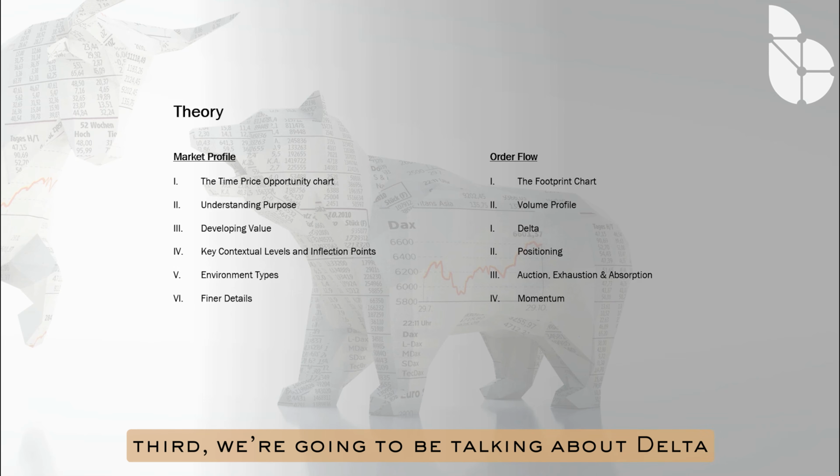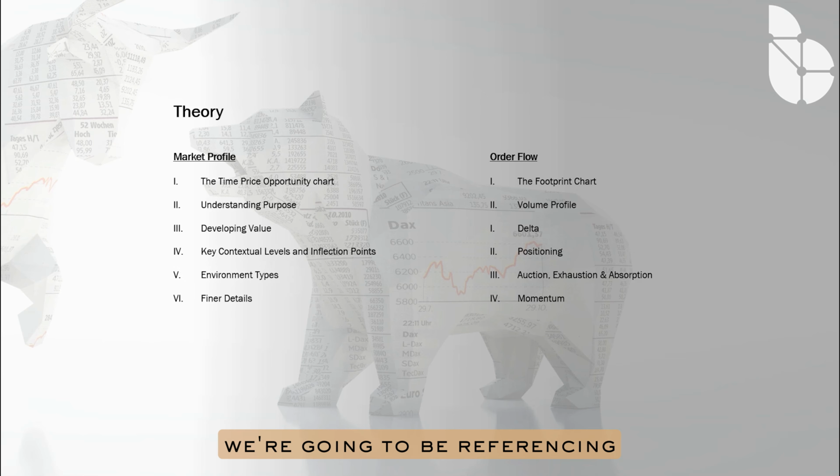Third, we're going to be talking about delta. This is something that we're going to be referencing quite frequently. So what delta is, what we're looking for. Fourth, the idea of positioning. Positioning is one of the most important aspects of our trading approach. Looking for poor positioning, for example. Fifth, concepts we're going to go over: auction, exhaustion, and absorption.